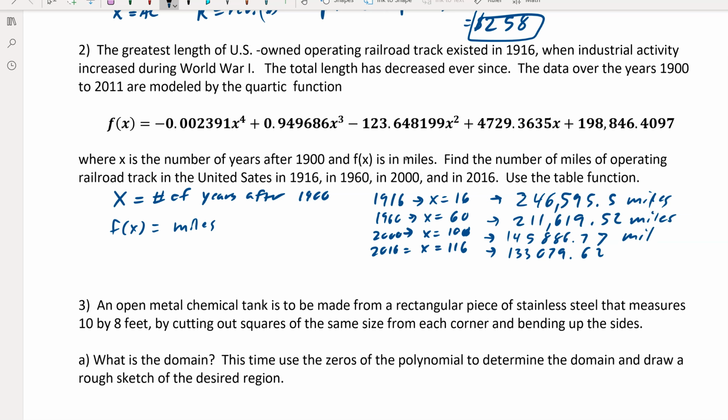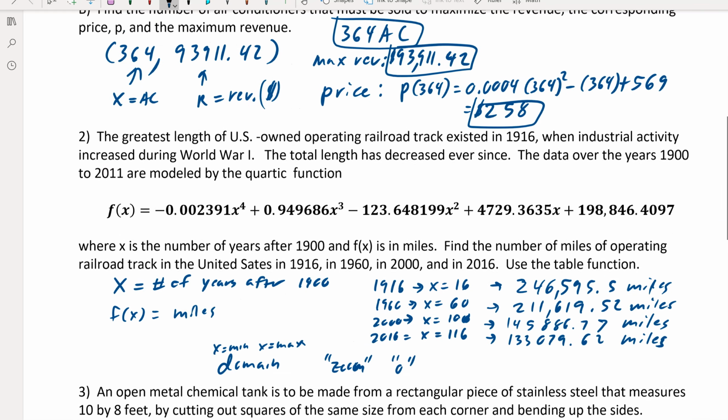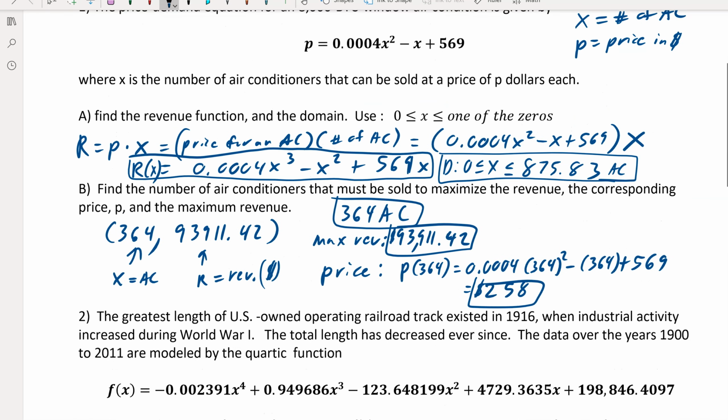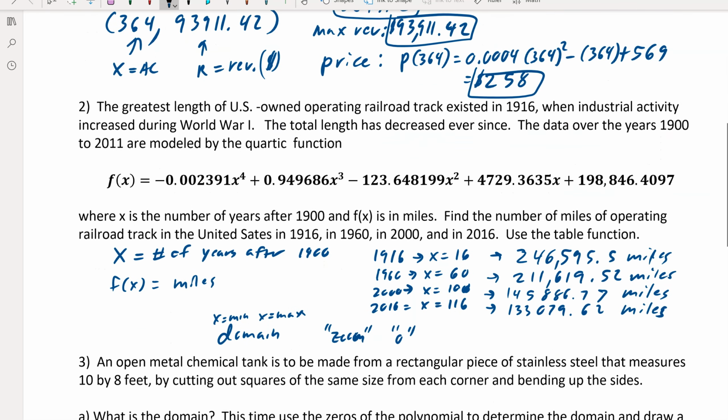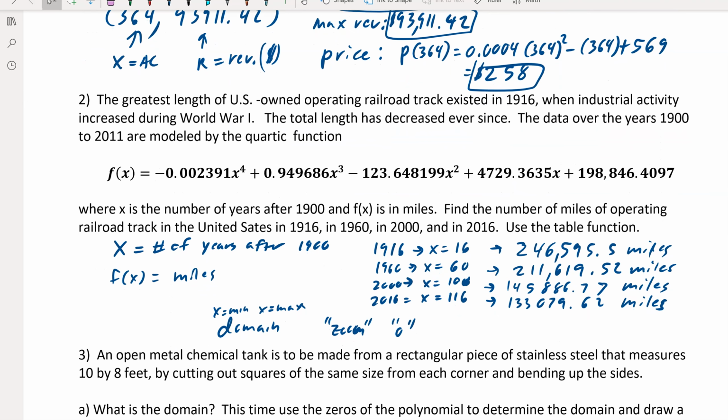That's it. So it's always using that fit a good domain with your x min, x max, and then you hit zoom 0. That's it. So if you always have a good domain, like we started up here, and you hit zoom 0, it'll give you a good picture of it.